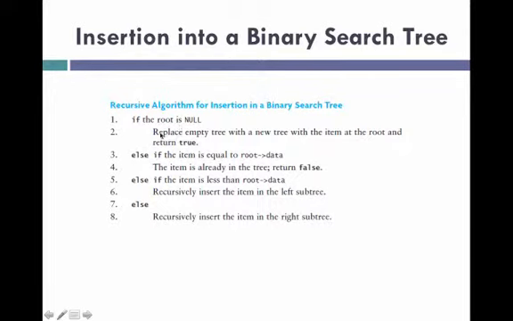If the root is null, then we replace the empty tree with a new tree with the item at the root and return true. If the item is equal to the root, then the item's already in the tree and we will return false. Remember earlier, we won't consider trees with duplicate entries. Now if the item is less than the root, then we recursively insert the item in the left subtree. Otherwise, we recursively insert the item in the right subtree.